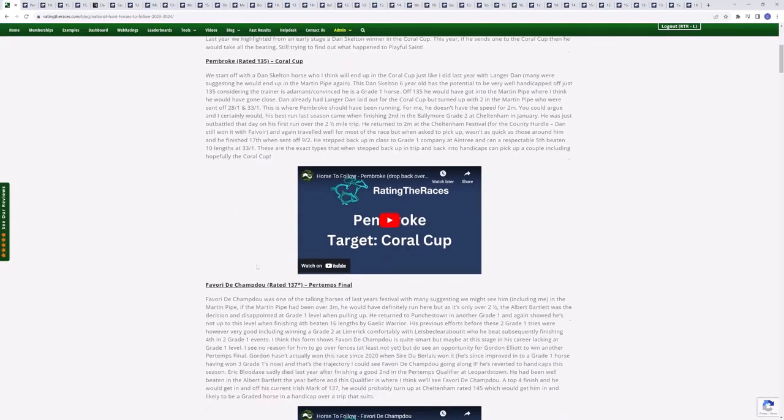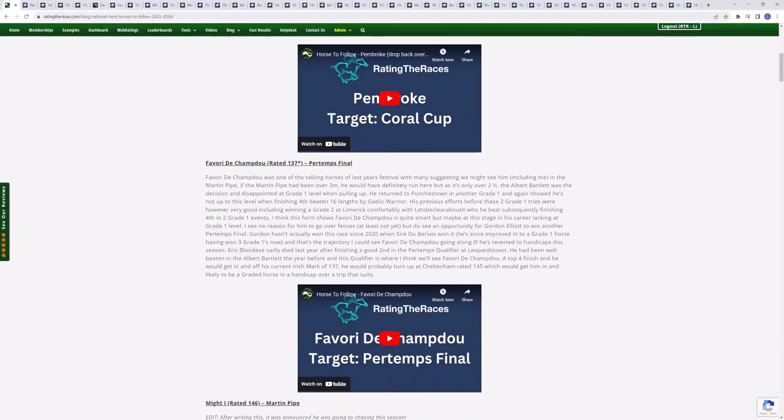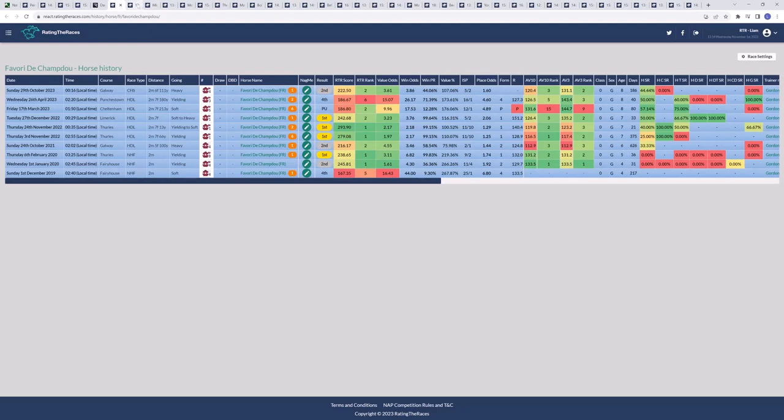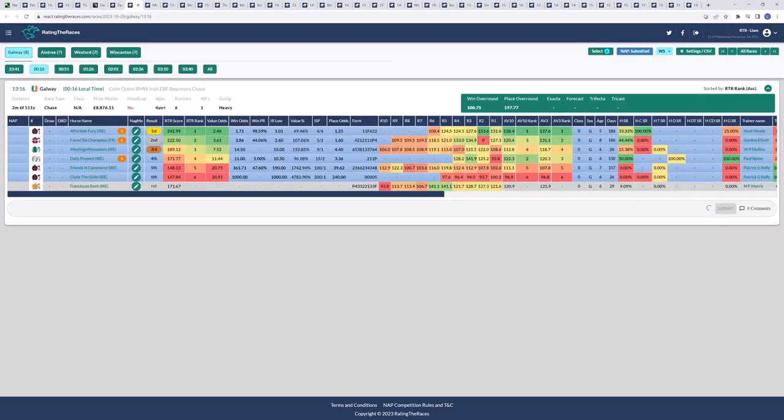Second horse that's actually in my list is Favori de Champdou, who's had one run. He went over fences and he ran in a beginners' chase and he was beaten over 2.6 miles. Now, he went off 5-2 that day. There was a 4-6 favourite, one of Noel Meade's horses, and he went off 5-2, second favourite in a beginners' chase.